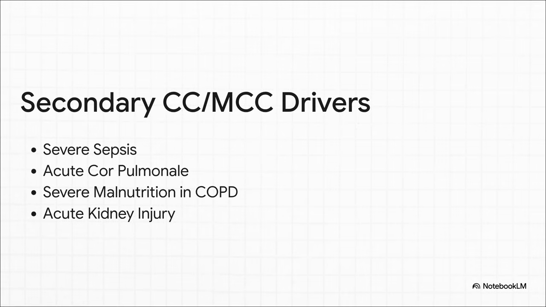And capturing secondary drivers. That is the absolute key to pushing a case into the highest relative weight tier. We're talking about aggressively identifying secondary CC and MCC conditions. Things like severe sepsis, acute cor pulmonale resulting from a saddle pulmonary embolus, severe protein-calorie malnutrition alongside COPD, and acute kidney injury. These MCCs appropriately reflect the true cost of care for these highly complex patients.